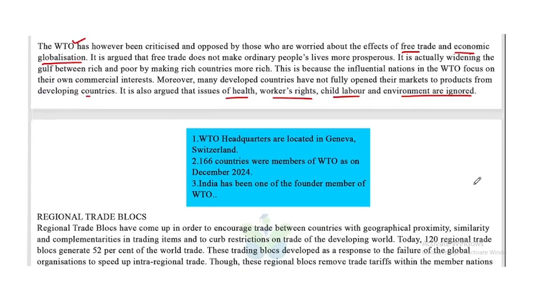Okay, now the WTO headquarters are located in Geneva, Switzerland. 166 countries were members of the WTO as on December 2024. Okay, so there are 166 countries, and India has been one of the founder members of the WTO. Okay, so these are some of the facts about the WTO.